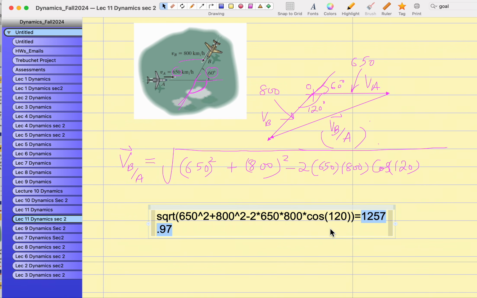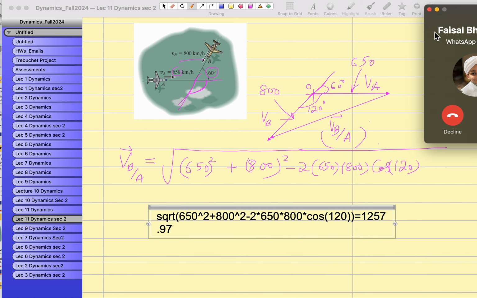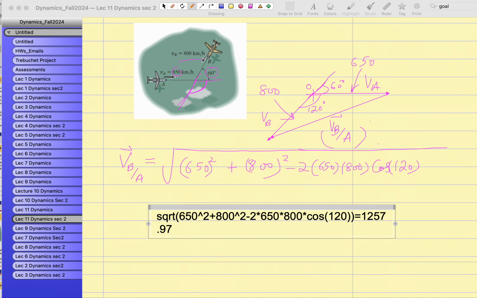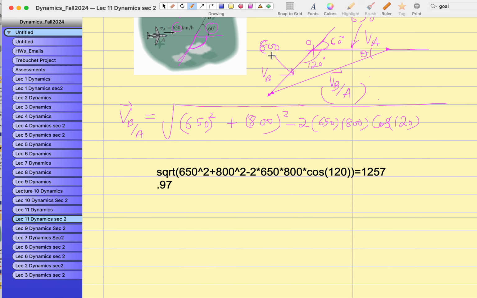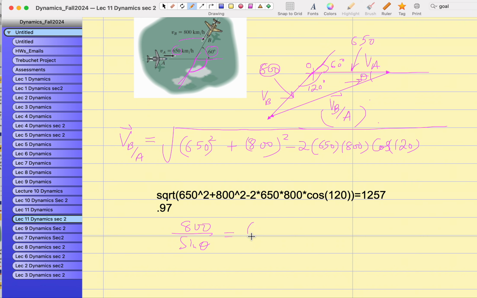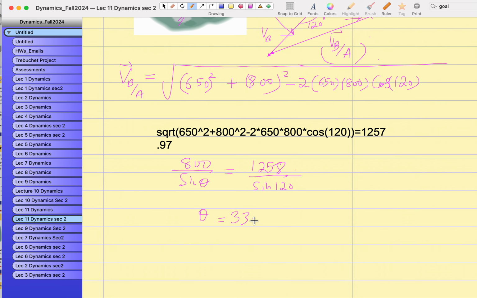So let's find the angle. Can you find this angle? It uses the law of sines. How would you find the angle? Opposite over the sine of the angle in front of it: the opposite side 800 divided by sine theta. This is what you want. It equals VB slash A. I don't want to take 650 because I don't know the other angle. I would take this side, 1258 divided by sine 120. Can you find theta? If you do the math, you should get 33.4. This is your answer.